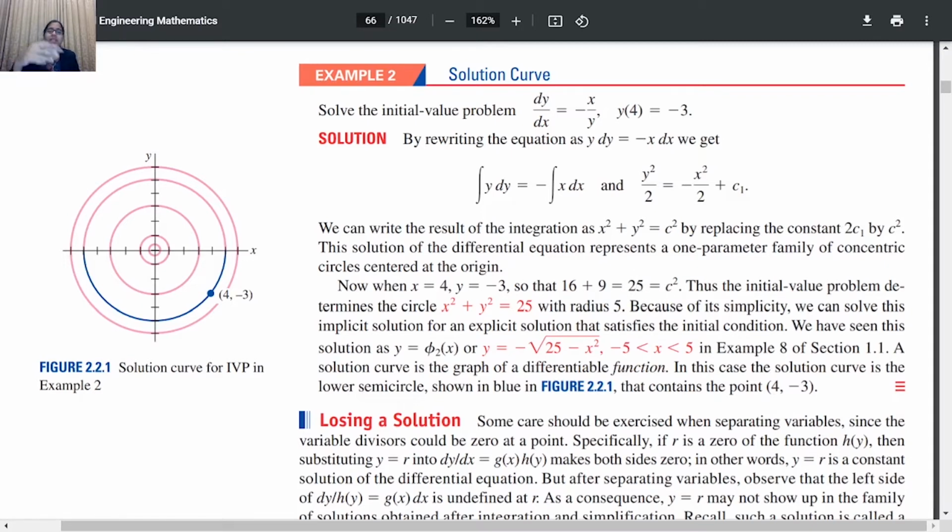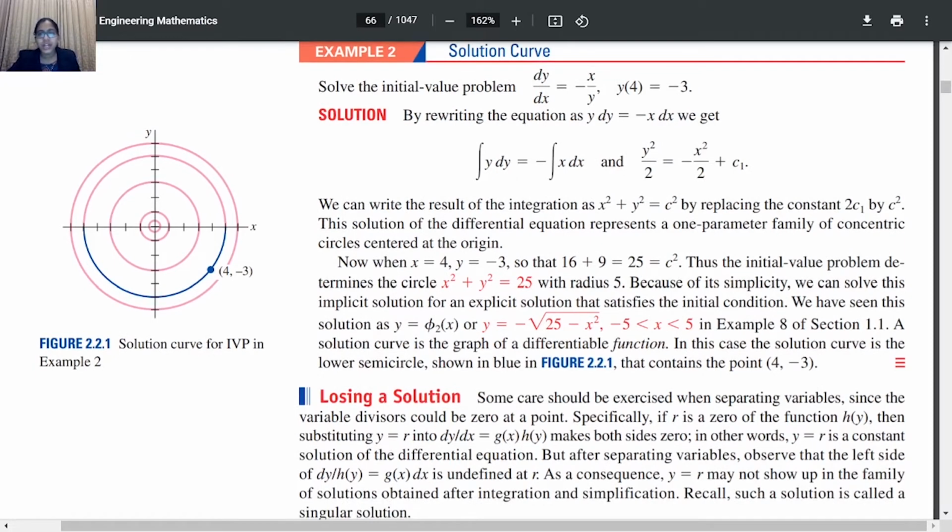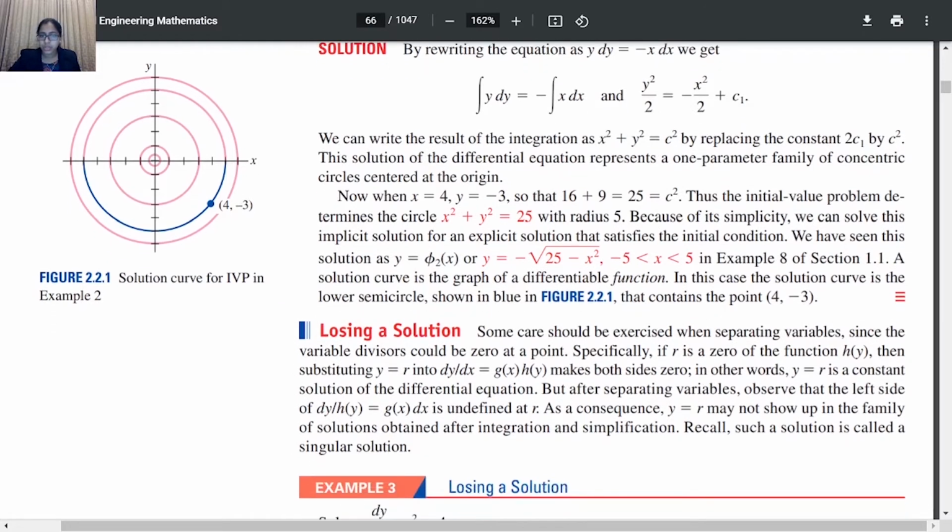So this is actually the equation. This solution represents a set of circles, right? It is a circle, and the solution is y is equal to minus root 25 minus x square. Okay, so that is our solution of the differential equation, and in this case the initial value is given, and with the help of the initial value we can find the integrating constant.